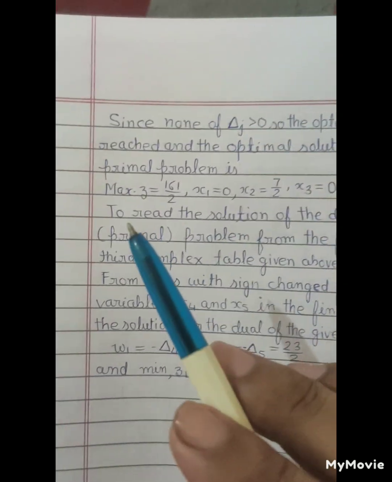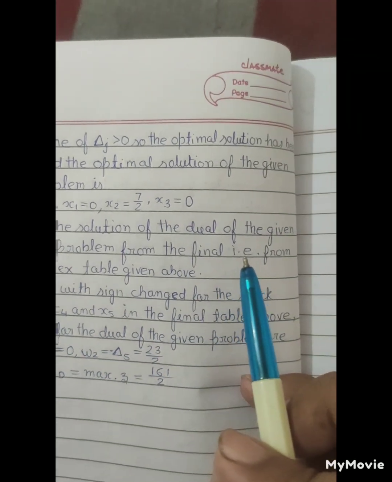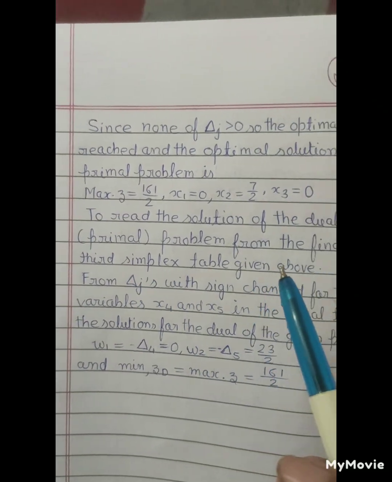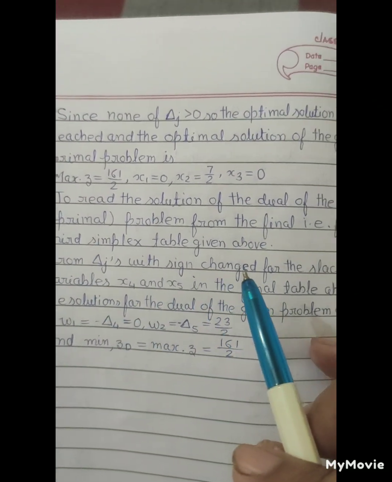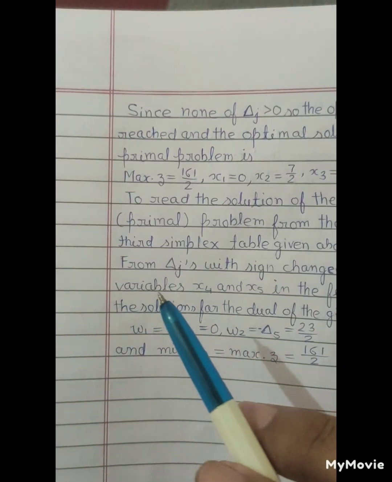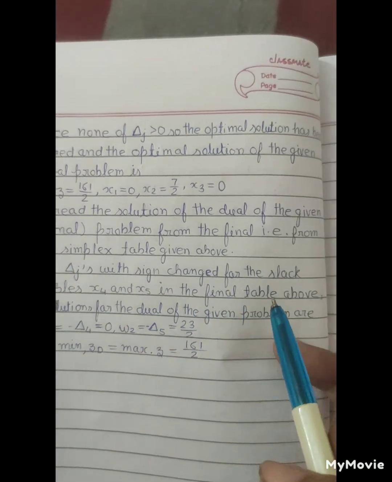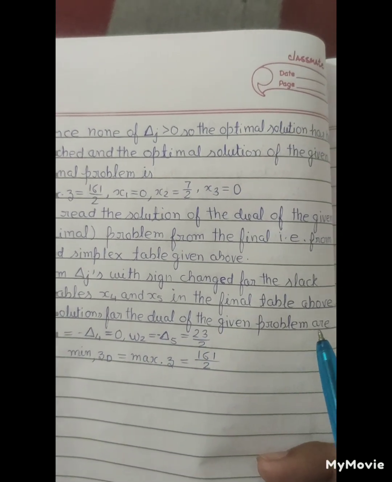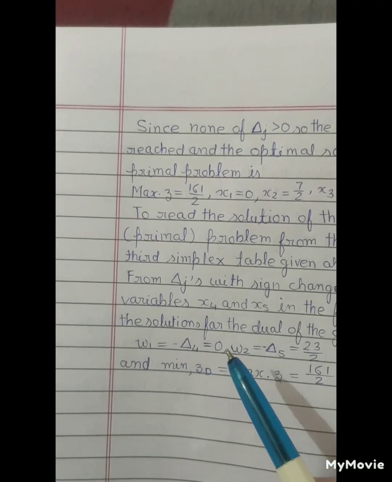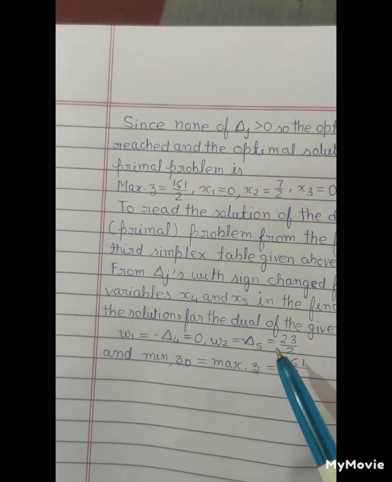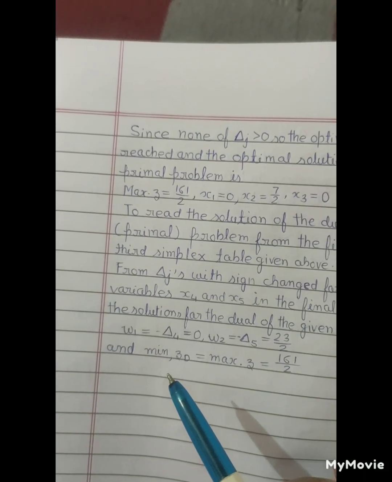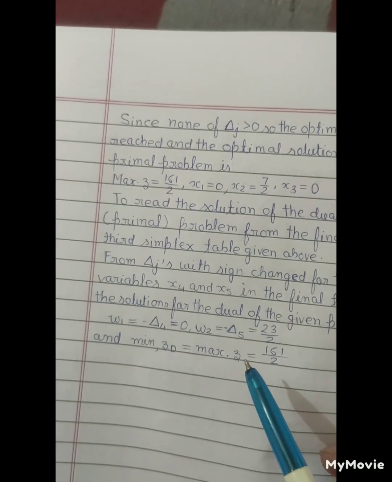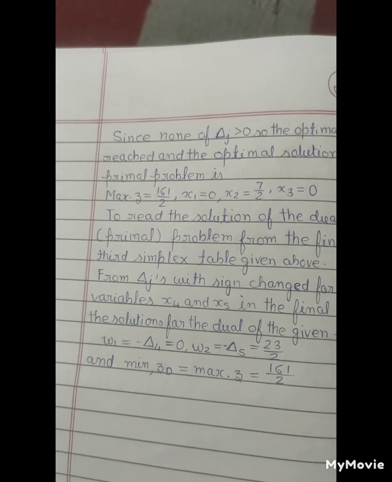To read the solution of the dual of the given primal problem from the final table, that is from the third simplex table given above, we take the delta j's with the sign changed for the slack variables x4 and x5. The solution of the dual of the given problem is w1 equals minus delta 4, which is 0, and w2 equals minus delta 5, which equals 23/2, and z equals zd, the maximum of z, equals 161/2.